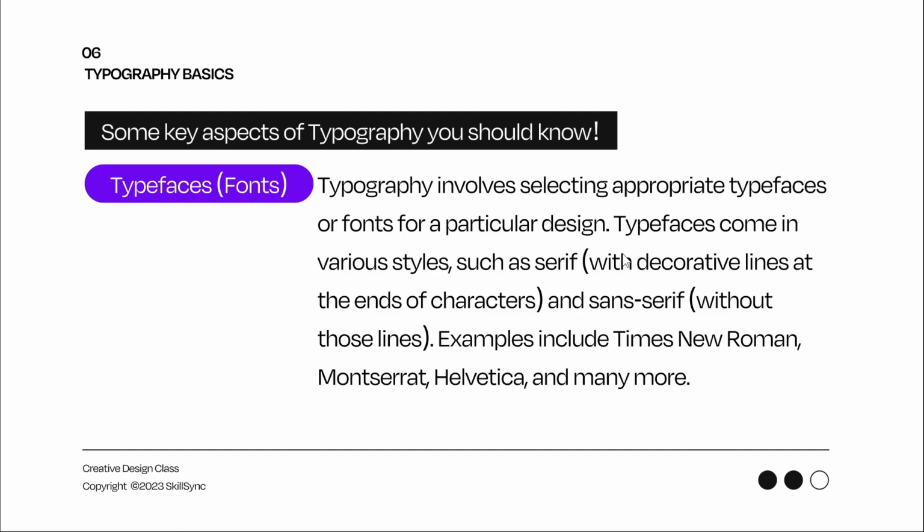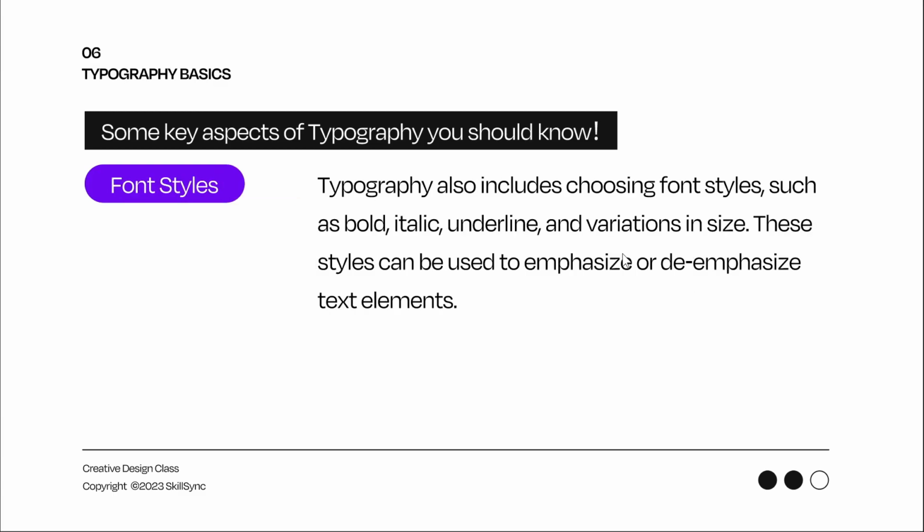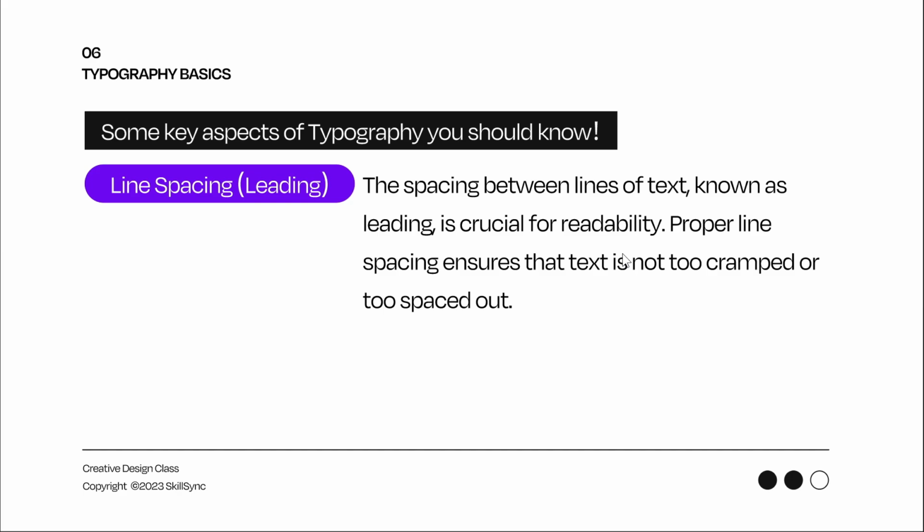Now let's talk about typefaces. Some of the key aspects of typography you should know. Number 1, typeface, also known as fonts. So typography involves selecting the appropriate typeface or font for a particular design. All right. So typefaces come in various styles. We have serif and sans serif. With the serif and sans serif, we'll talk more about it later. We talk about font styles. Don't confuse yourself with typeface and font style. So when we talk about font style, we're talking about bold, whether it's italic, whether it's regular. That is font style.